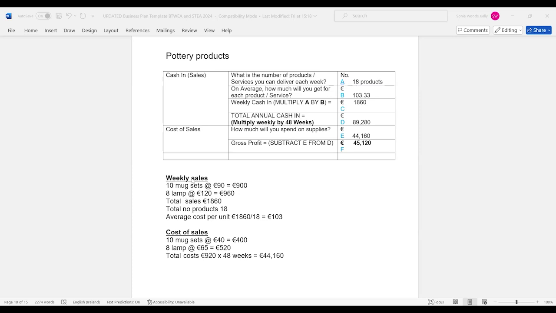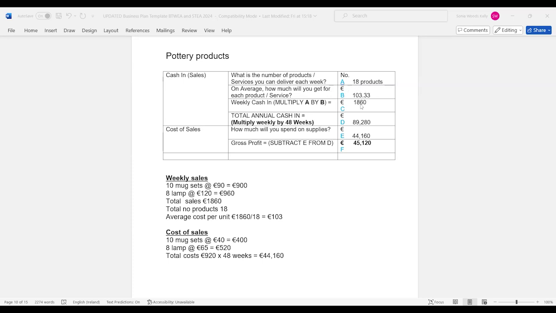So if you look down here under the weekly sales, my prediction is in any given week that I'm going to sell 10 sets of mugs at 90 euros and 8 lamps at 120 euros. So the total number of products I expect to sell is going to be 18. And the total sales from these products is 1,860. So if you leave the middle bit to last, you're then asked for an average price.